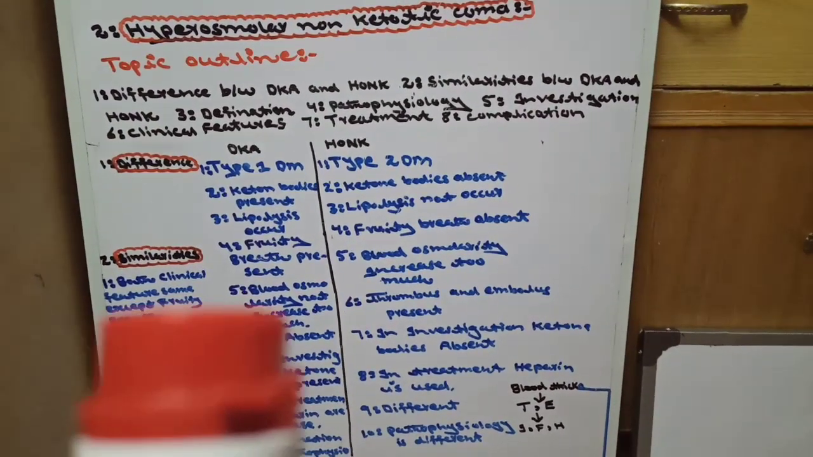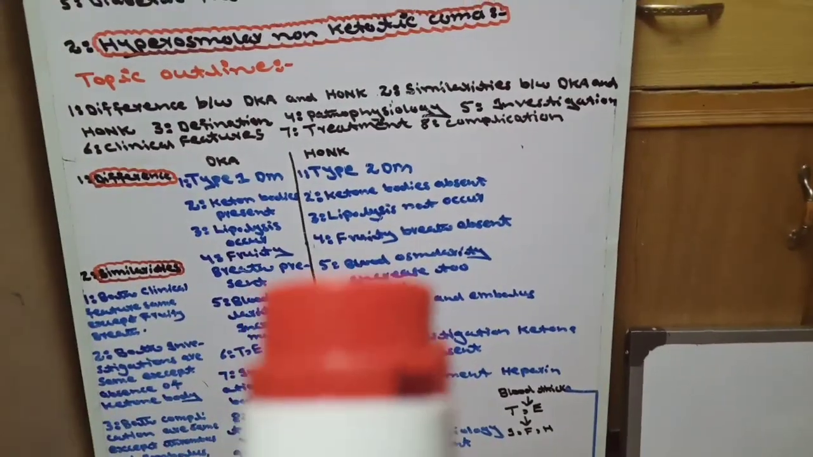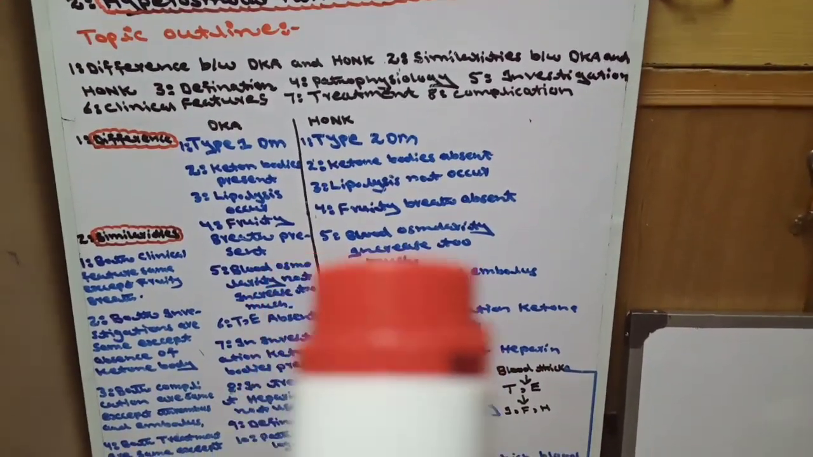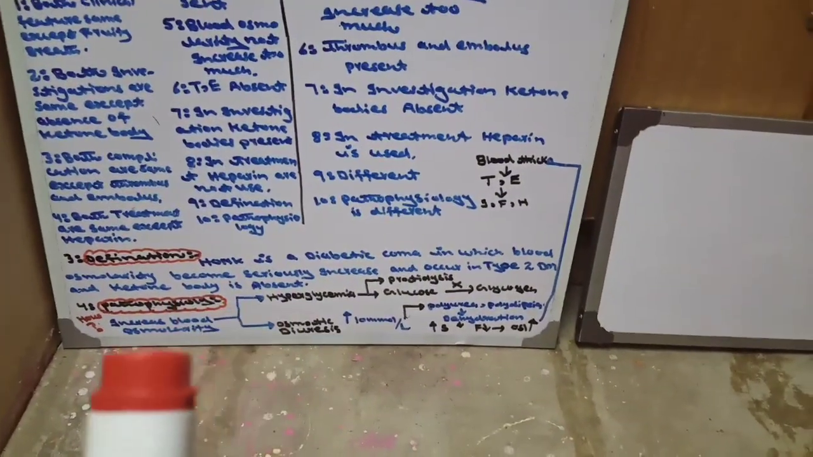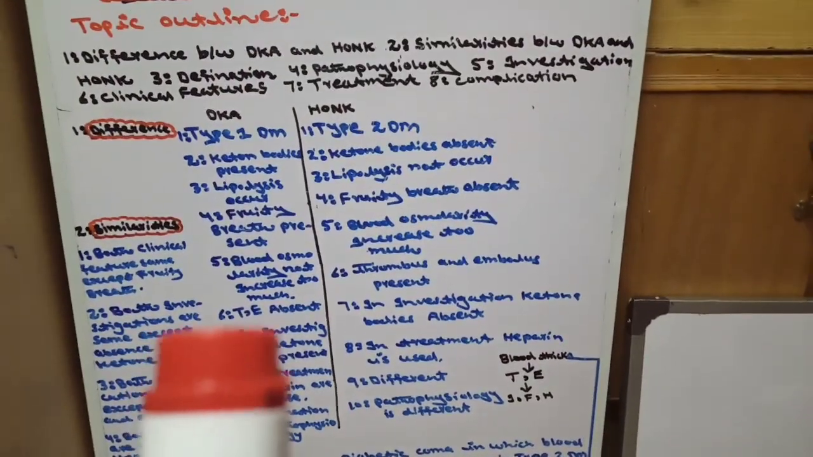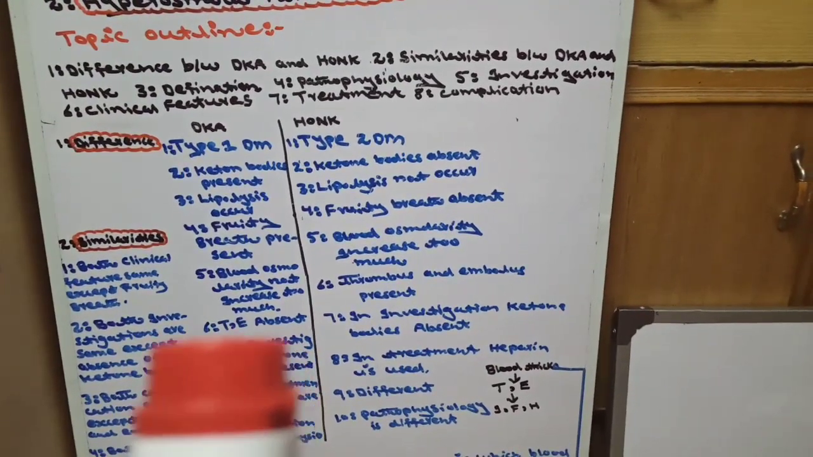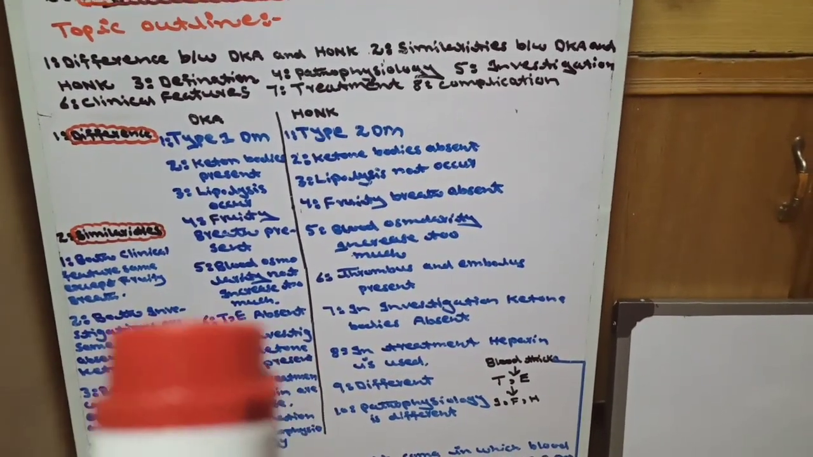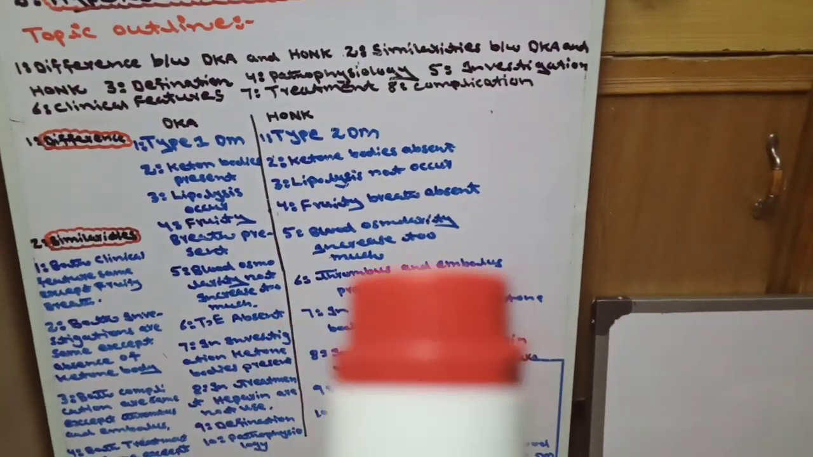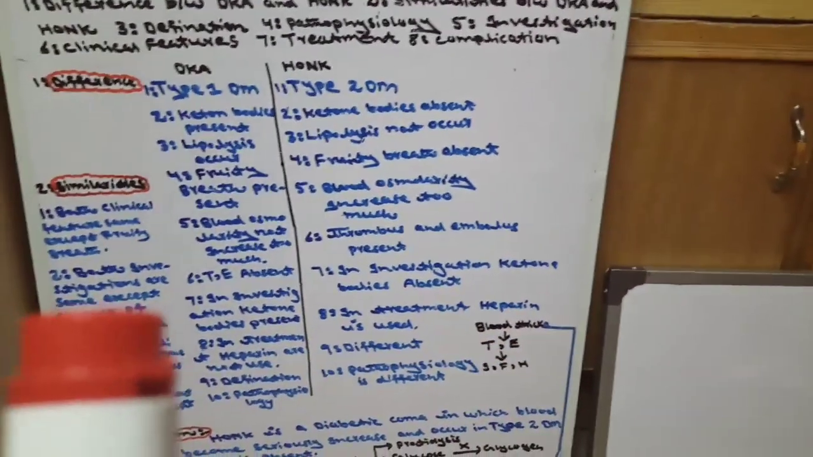In diabetic ketoacidosis, blood osmolarity increases, but not seriously, not too much. But in hyperosmolar non-ketotic coma, blood osmolarity increases too much due to hyperglycemia and osmotic diuresis. Sixth difference, in diabetic ketoacidosis, thrombus and embolus are absent because blood will not be thick. But in hyperosmolar non-ketotic coma, thrombus and embolus are present due to blood thickness.